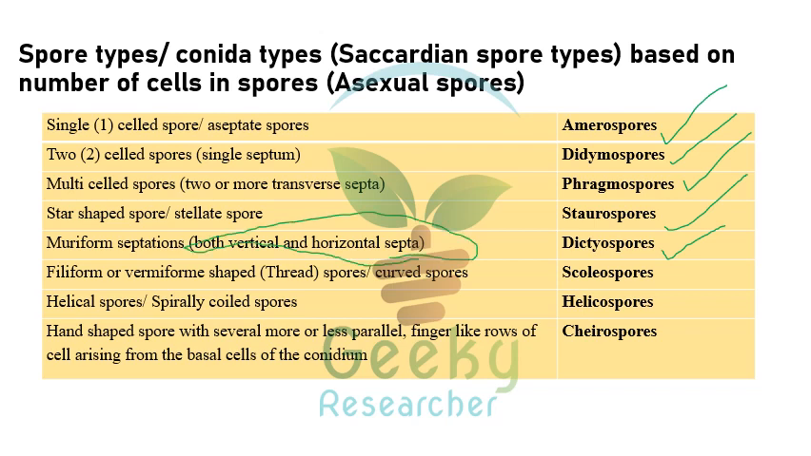So again, one more example: muriform conidia with both vertical and horizontal septations can be observed in Alternaria also. Alternaria conidia also produce muriform septation, that is both vertical and horizontal septations.